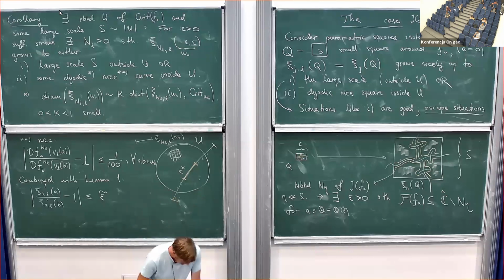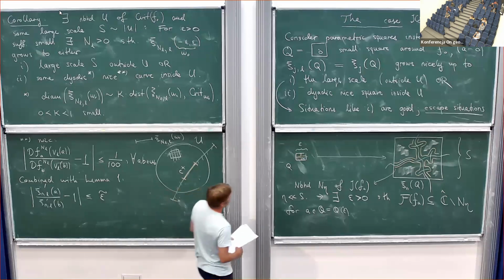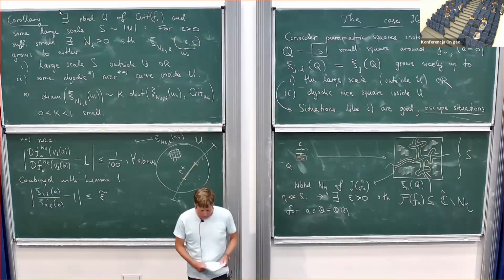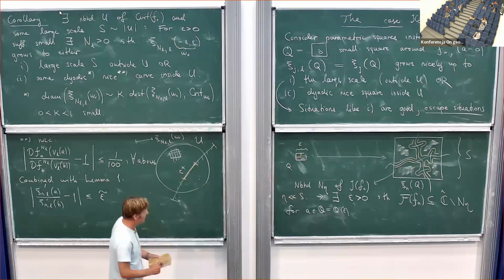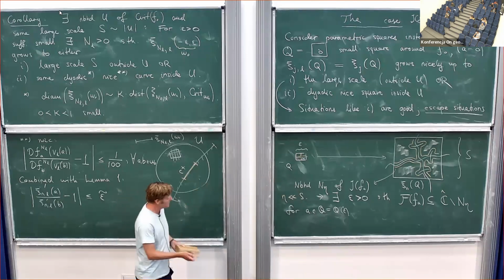Yeah, and this is the idea. So you can sort of see that in each such square, you will have a large portion of parameters where the critical point, that specific one, is actually in the Fatou set.